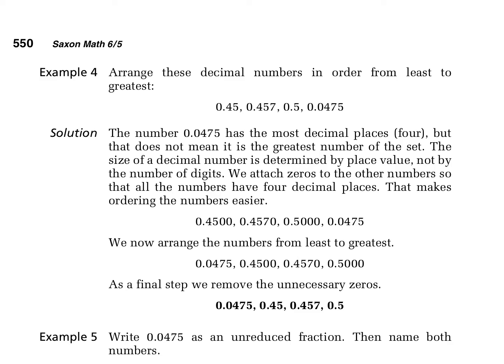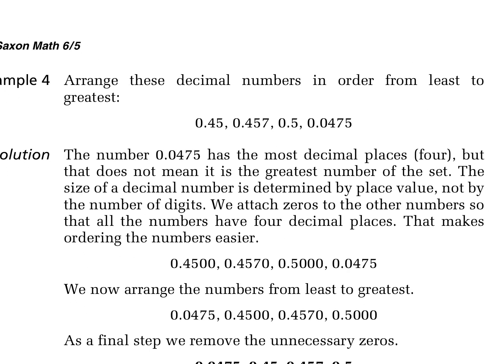Example 4, we are arranging these from least to greatest. So same thing, we're comparing. So the first thing I'm going to compare is the whole number. I'm highlighting it in blue. All the whole numbers are 0. So the next number I'm going to look at is the tenths place. I'm going to highlight the tenths in red. Okay. One thing I notice, I see that we have 4, 4, 5, and 0.